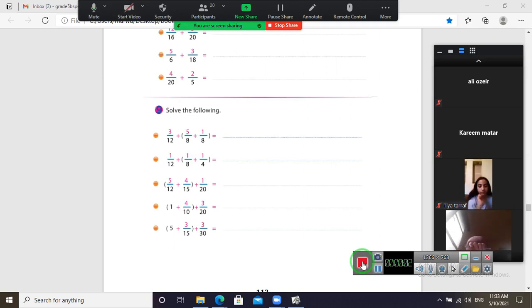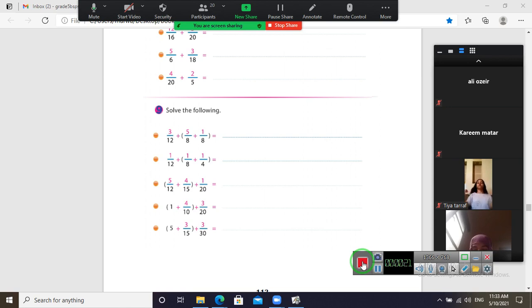Continue solving exercise 9, page 113. I said before that to add two fractions, the two fractions should have the same denominator. Here I have three fractions and there are parentheses. I want to explain something new now.